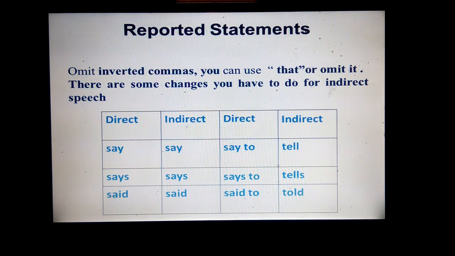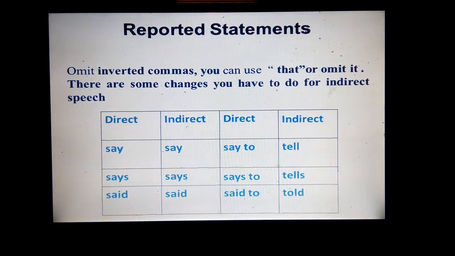The first thing we have to do is what to do with the verb say if we find it. Say becomes the same, say, and this is said becomes the same. But when we have say to, we have to change it to tell, says to tells, and said to told.